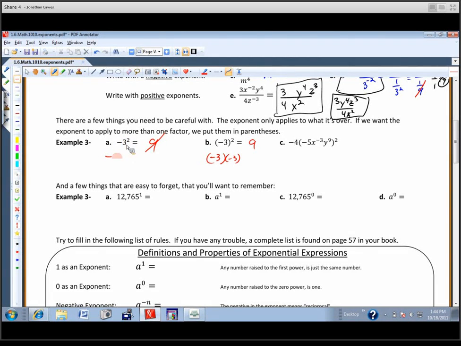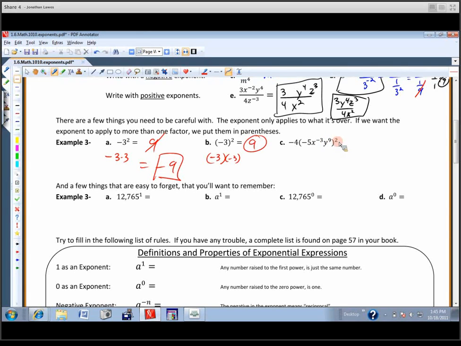So negative times a negative is a positive. Here, this means negative, and we only use the 3 twice. So the answer to this problem is negative 9. So we have a negative 9 here and a positive 9 here. So that's important to keep in mind here because there are a couple exponents in this problem. We've got a set of parentheses.